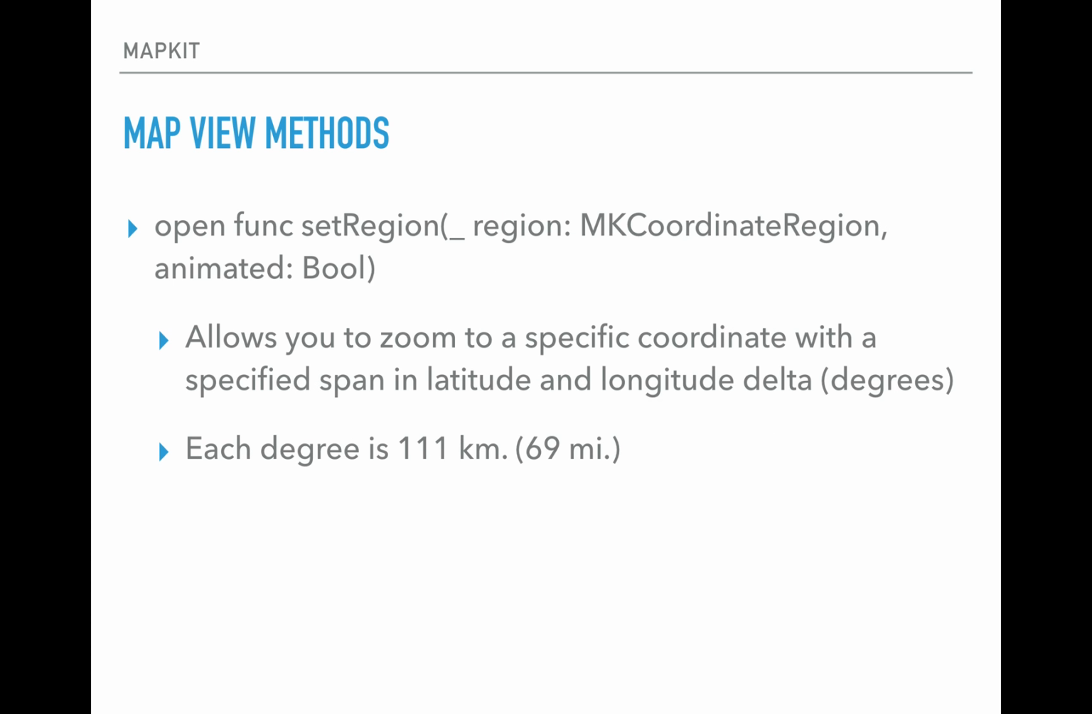Set region is for, say you just want to zoom to a certain distance at this coordinate. You pass in a coordinate region, which is essentially a coordinate, and then you pass in a degree also. So they give you latitude delta and also longitude delta, which are in degrees, and for each 1 degree, that's about 111 kilometers or 69 miles from the documentation. I didn't memorize that.